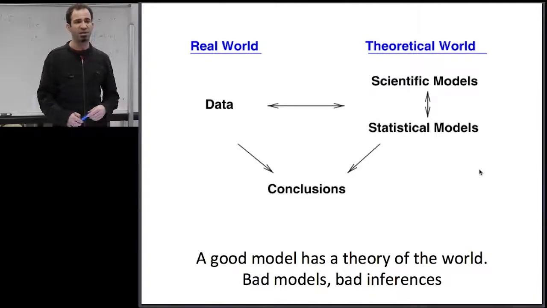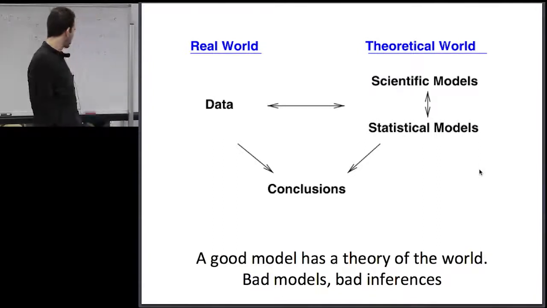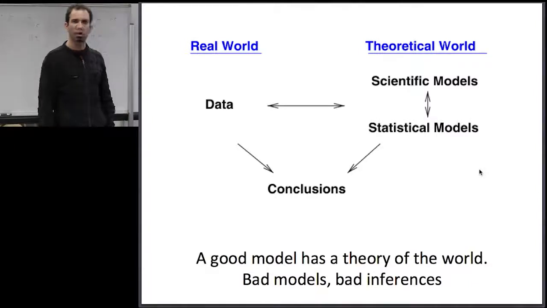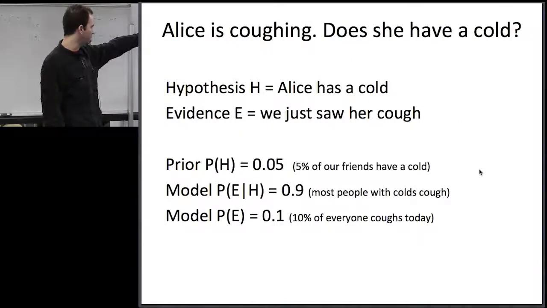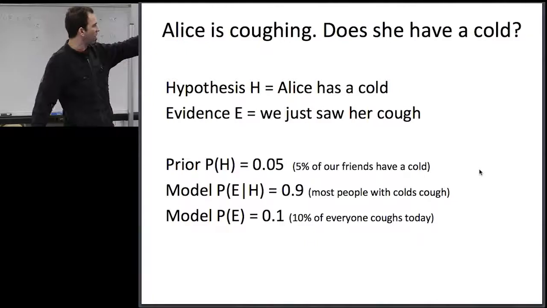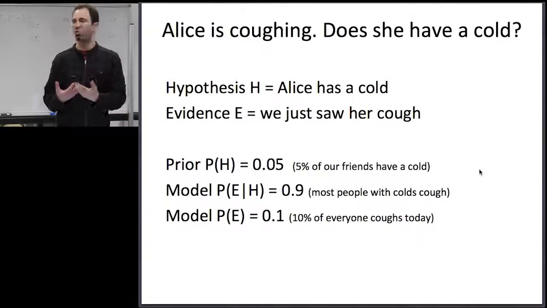To do that, we employ some tools that aren't, strictly speaking, real. We have this thing called models. And a model is an idea about how the world works. In the simplest case, a model is just these conditional probabilities, P of E given H. Most people with colds cough. That is a prior belief about how the world works.